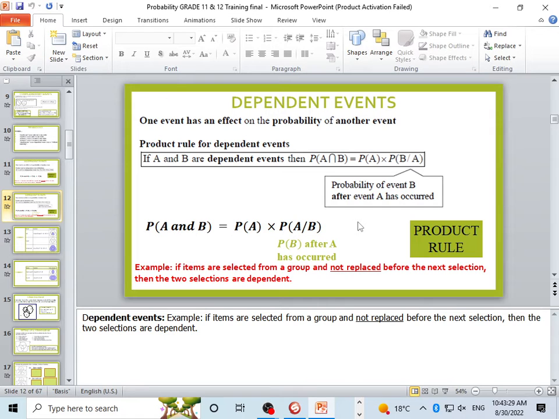Dependent events. One event has an effect on the probability of another event. The product rule for dependent events. If A and B are dependent events, then you would say the probability of A times the probability of B over A. We're going to look into that after a while. But remember, when they are not dependent, it's just probability of one times the probability of the second one. That was what we did with the coin and the dice. When they are dependent, it's the probability of the one times with the probability of B over A. Okay. Probability of event B after event A has occurred.